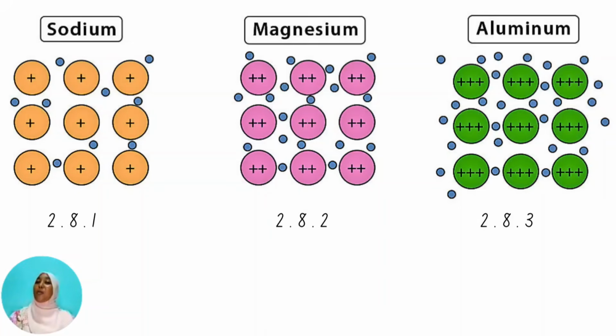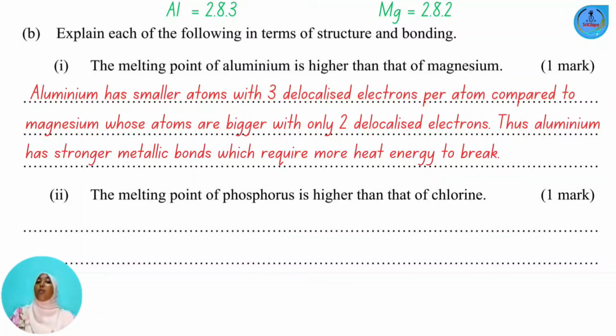When it comes to metallic bonds, metallic bonds are based on electrostatic forces of attraction, where you have a force of attraction between the nucleus that contains the positively charged protons, and the negatively charged delocalized electrons. So if you have more electrons, like in the case of aluminium, the strength of the metallic bonds is going to be much stronger, as compared to sodium that has only 1 delocalized electron and magnesium that has 2 delocalized electrons. So how are we going to phrase this?